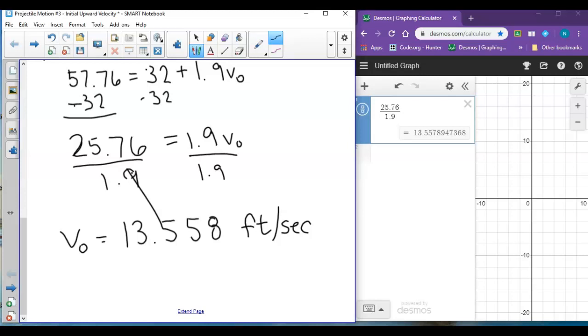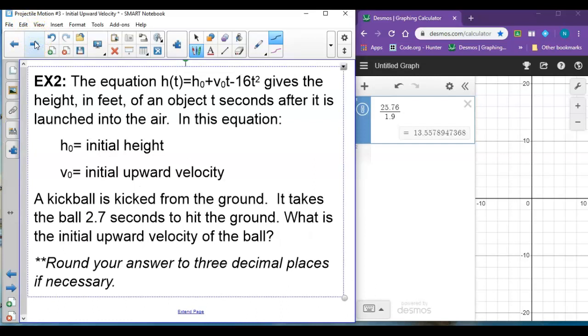All right, let's try another one of these. Okay, so same situation with the equation. A kickball is kicked from the ground. It takes the ball 2.7 seconds to hit the ground. What is the initial upward velocity of the ball? Round your answer to 3 decimal places if necessary.